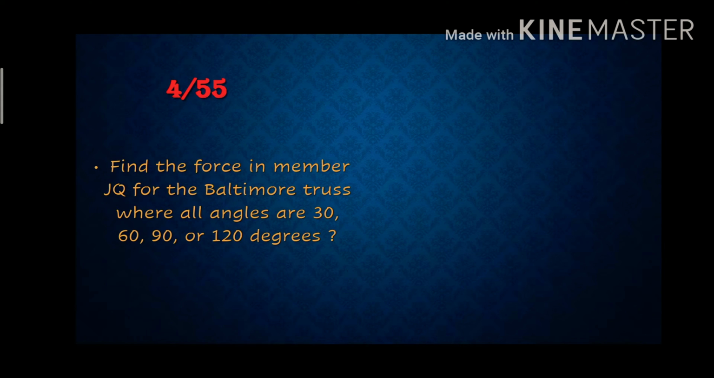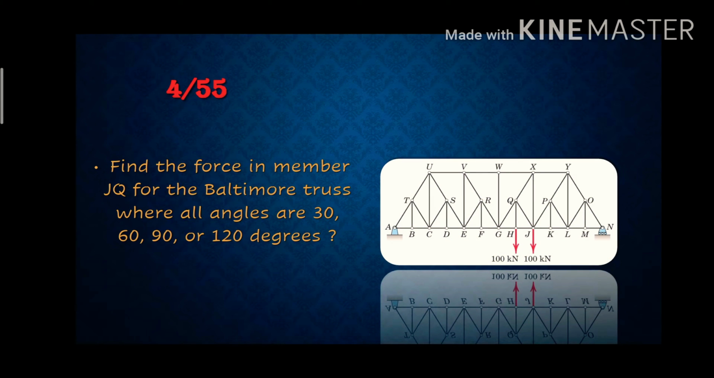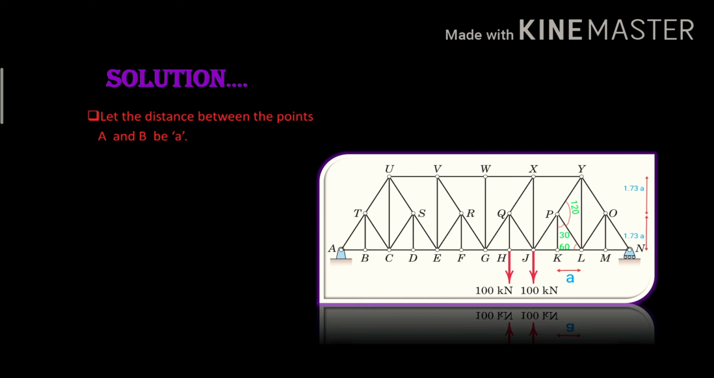Here is problem number 55 from chapter 4. It says: find the force in member JQ for the Baltimore truss where all the angles are 30, 60, 90 or 120 degrees. Here is a diagram of the question. Now let's move on to the next slide, and here is the solution of it.